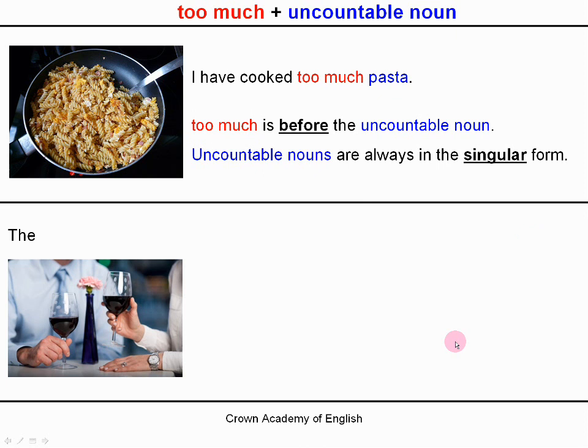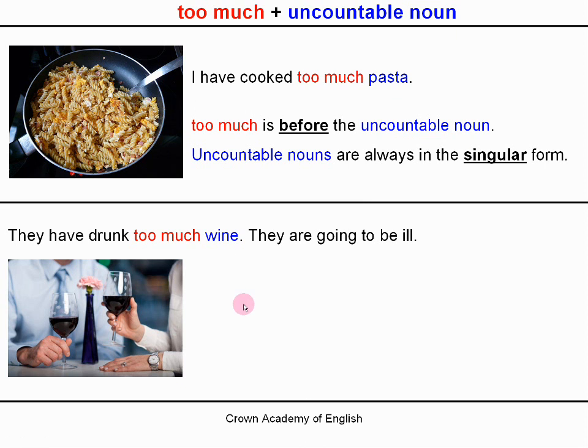Another example: They have drunk too much wine. They are going to be ill. So wine is a liquid, and often liquids are uncountable. So we say too much wine. This means they have drunk an excessive amount of wine. Too much.